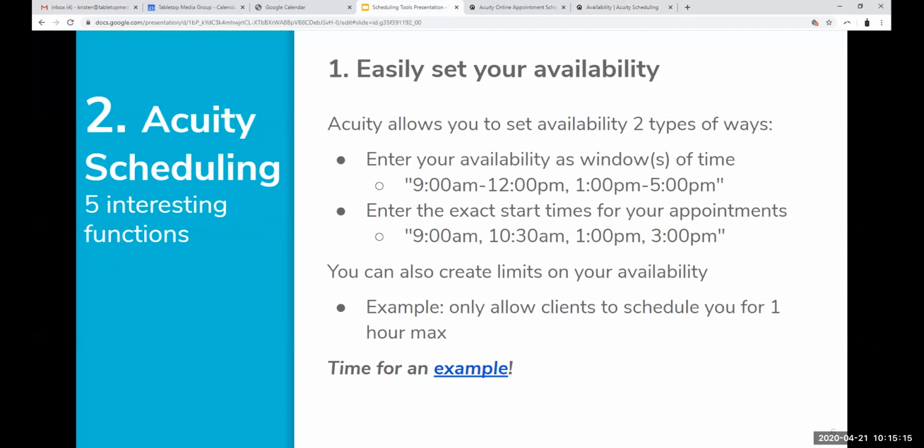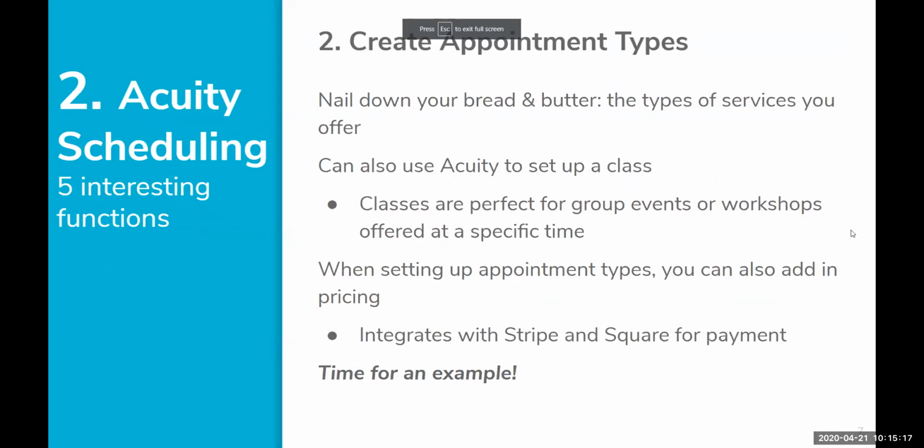So next up is creating appointment types. This is really nailing down your bread and butter, the types of services you offer. You can use Acuity to also set up classes, which I think is really cool. Like I said, maybe you're a massage therapist and you want to have all the different types of services that I offer. As a massage therapist, I'm going to be offering deep tissue massages, Swedish massages, facials, different things like that if I'm a spa. So you can create different appointment types in Acuity.